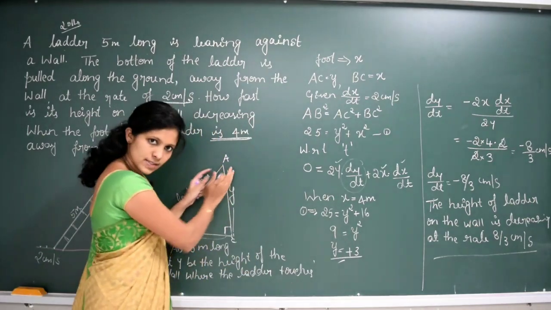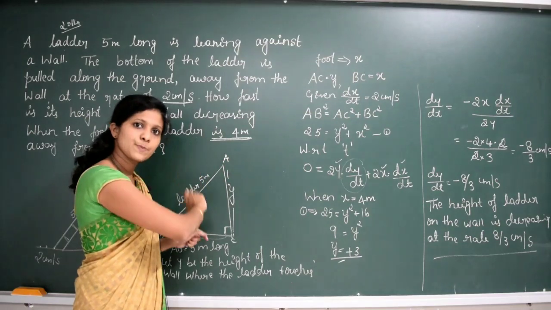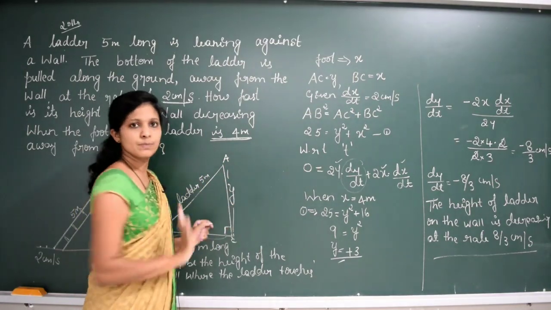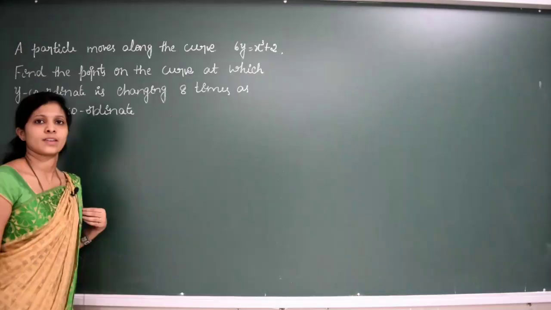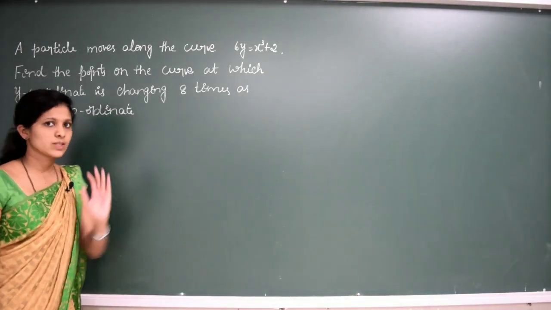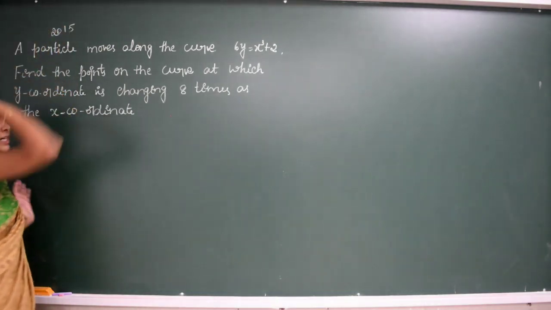What we did: just consider this as a right angle triangle, then differentiate with respect to t. Then just substitute and simplify. Answer is 8 by 3 centimeter per second. See this problem. This was asked in 2015. So all the problems are important.